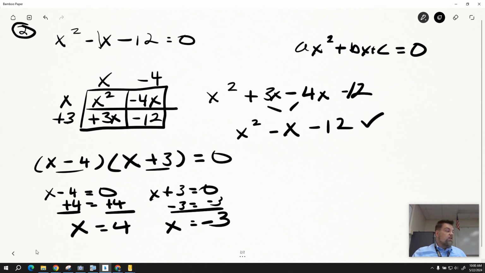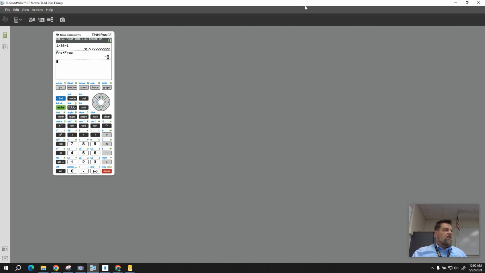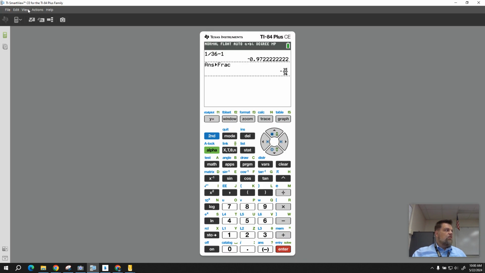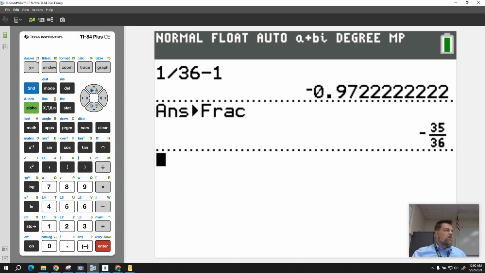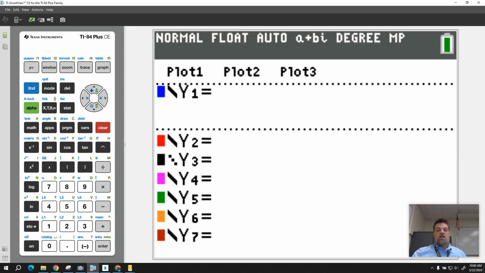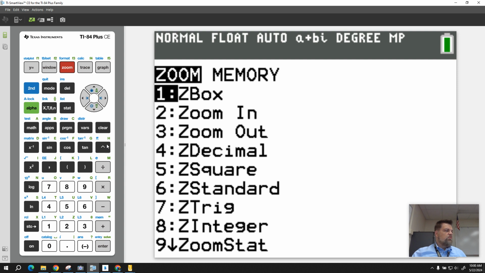Now another way that you could do this is just graph it on a graphing calculator. So if I take my handy dandy graphing calculator and make this bigger, I go to y equals and I clear out some stuff, and I'm just going to graph the original function they gave us, x squared minus x minus 12. Probably a standard zoom would work.